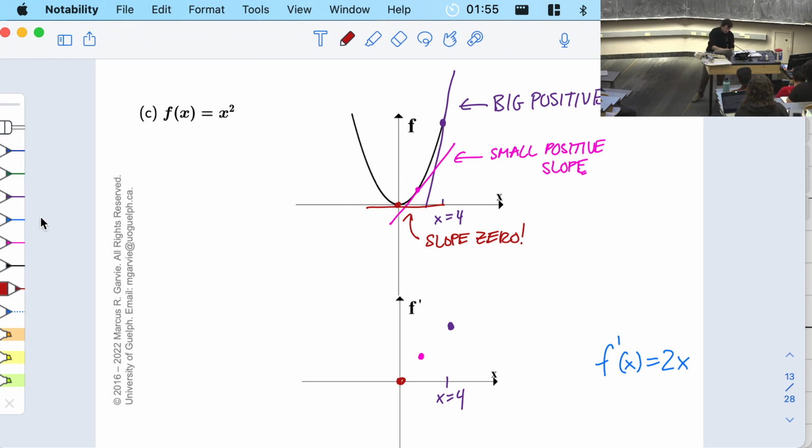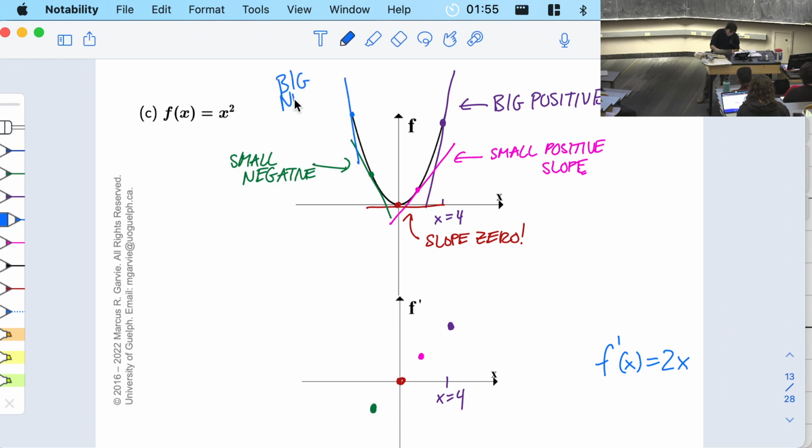You can keep doing this on the negative side, right? Over here, you can have a small negative slope. So this is a negative slope. It's going down, but it's not a really large value. So this is a small negative number like that. Okay? And we'll do one more point just to complete the pattern. What do you get all the way over here? This is a big negative slope. Okay, so it looks something like this.